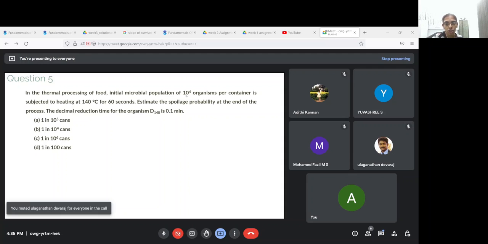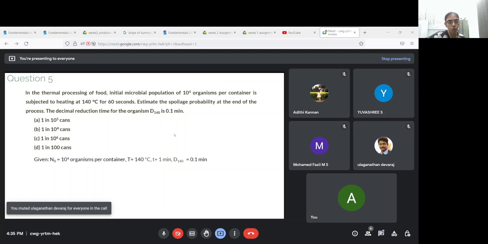So N naught here will actually be 10 power 4 organisms per container. You cannot leave this per container concept out. So 10 power 4 organisms per container. Temperature given is 140 degrees Celsius. Time 60 seconds or 1 minute. And the decimal reduction time given is 0.1 minutes.